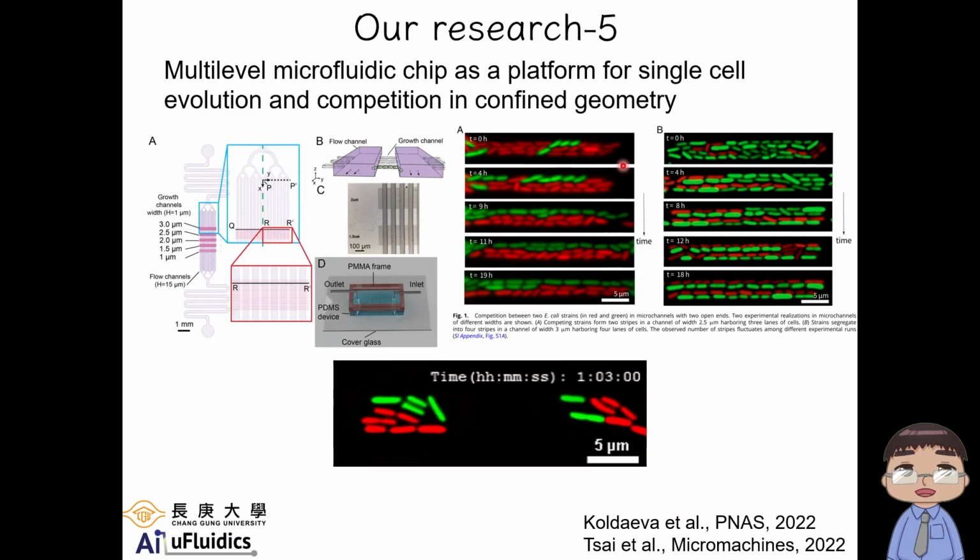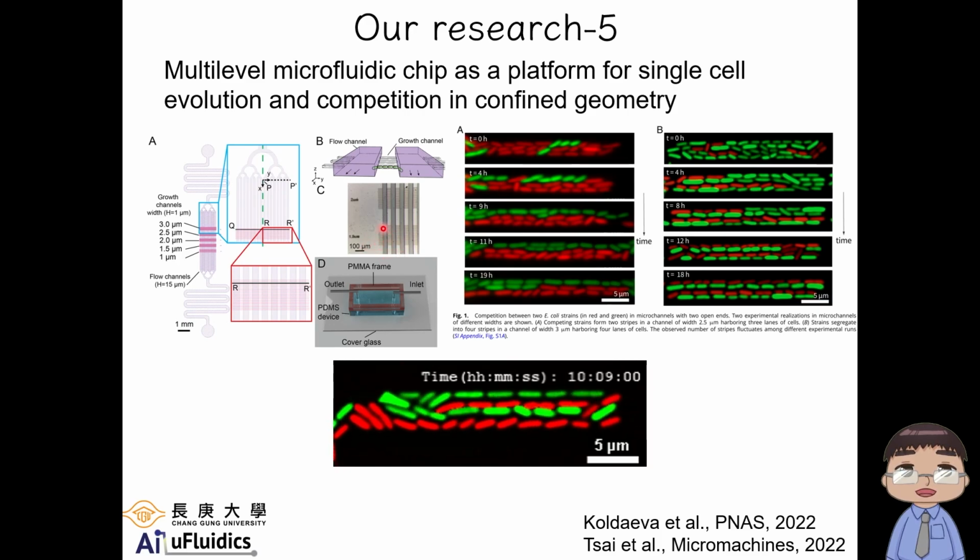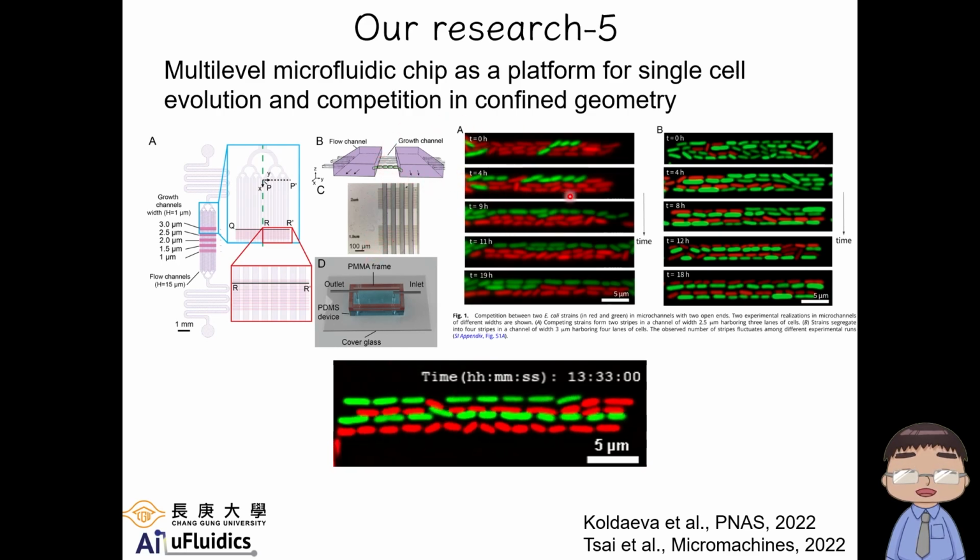Now, in addition, coming back to the microfluidic part, we can design complex multi-level microfluidic chips as platforms for any other basic biology. For example, what you can see are microfluidic channels ranging from 800 nanometers to a couple of microns thick, and the width ranges from 1 micron to 3 microns. In these microchannels, we can trap individual bacteria and then observe how they outgrow, compete, as well as evolve with each other.